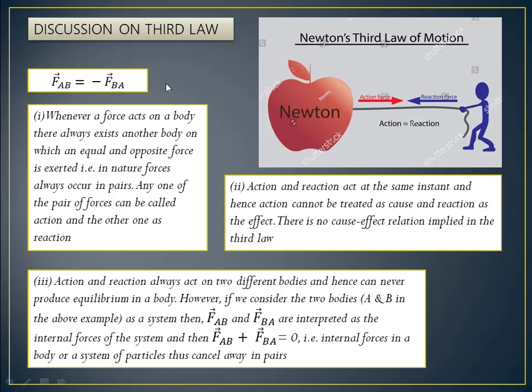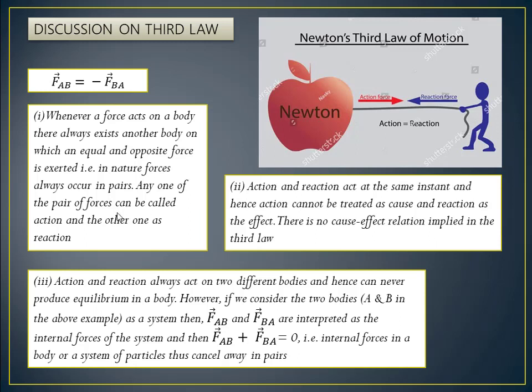Obviously, we can conclude that, number one, whenever a force acts on a body, there always exists another body on which an equal and opposite force is exerted. That is, in nature, forces always occur in pairs. Any one of the pair of forces can be called action and the other one reaction. The second one is that action and reaction act at the same instant, and hence action cannot be treated as the cause and the reaction as the effect. There is no cause and effect relationship implied in the third law.